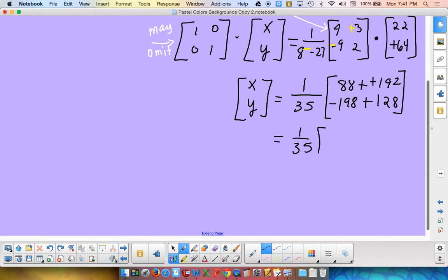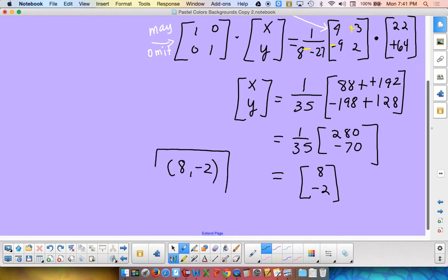Last but not least, add them together. 88 and 192 makes 280. Negative 198 plus 128 makes a negative 70. And last but not least, you're timesing it by 1/35, or in other words, divide them each by 35. And you're going to come down to a lovely 8 and negative 2. So the solution to this system of equations is the coordinate 8, negative 2. Please write your answer as a coordinate.